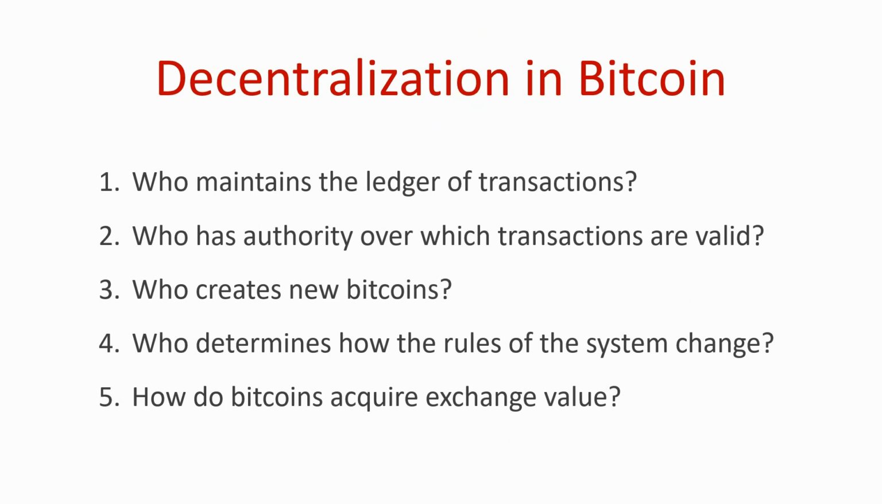So we have to ask ourselves these questions. Who will maintain the blockchain? Who gets actually to add a block? Who has authority over which transactions are valid? Who gets to determine this is a good transaction and this is a false transaction? Who is going to create new Bitcoins? And when will these new Bitcoins be created? Who determines the rules of the system change? Who gets to say, I'm going to include now transaction fees, or I'm going to make it more difficult to add blocks to the blockchain, or whatever? And the final question, how do Bitcoins acquire exchange value?